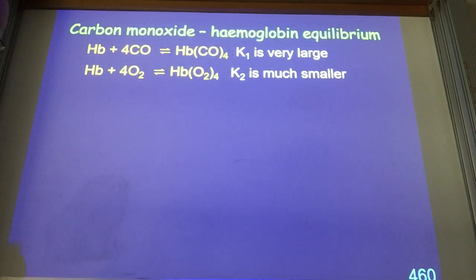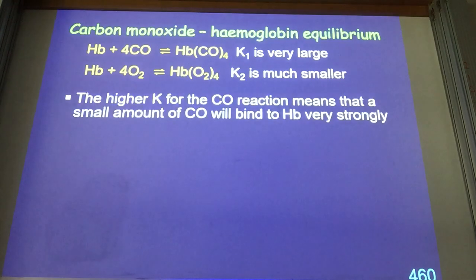Now, this can be thought of as a couple of equilibriums. First of all, there is the reaction between haemoglobin and carbon monoxide to form carboxyhaemoglobin, and that is the reaction that is favoured. That has got a very large equilibrium constant, much larger than the equilibrium constant between haemoglobin and oxygen. So therefore, if you've got a mixture of oxygen and carbon monoxide, it's the first reaction that's going to be favoured.